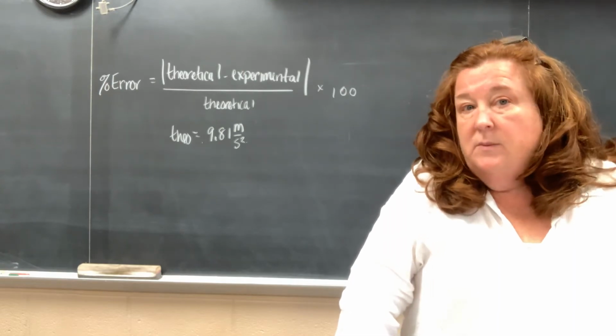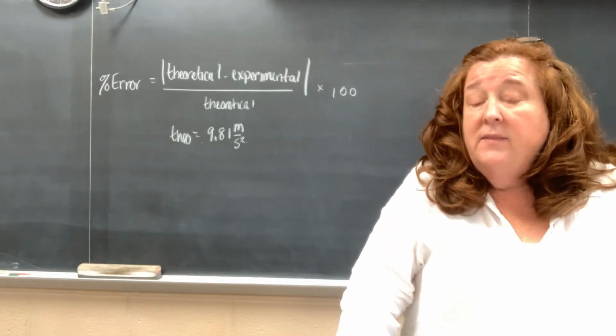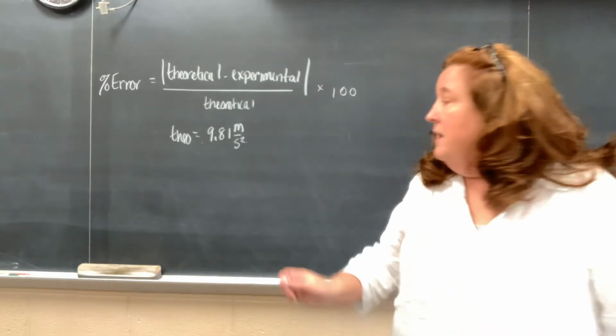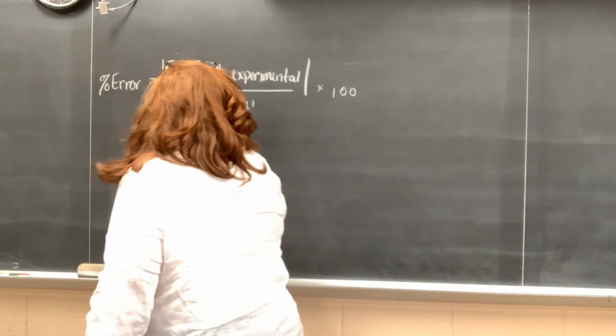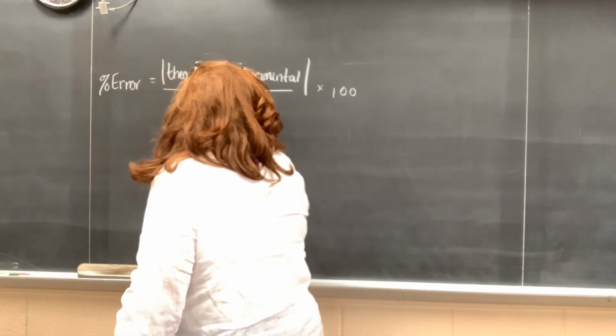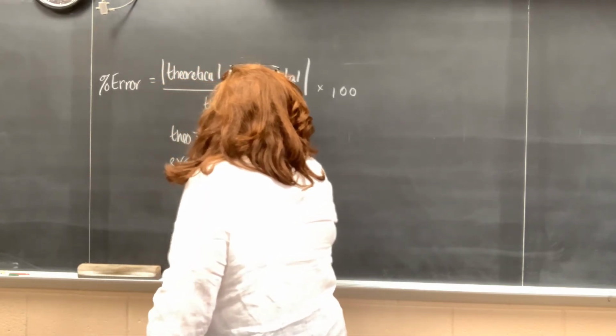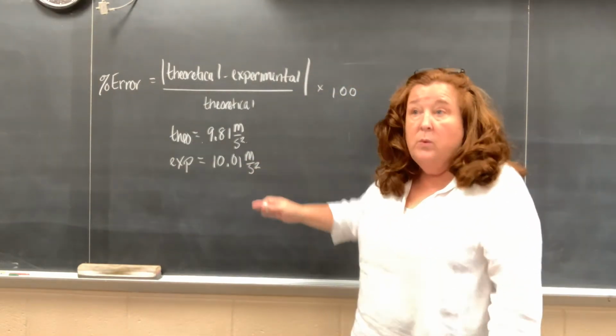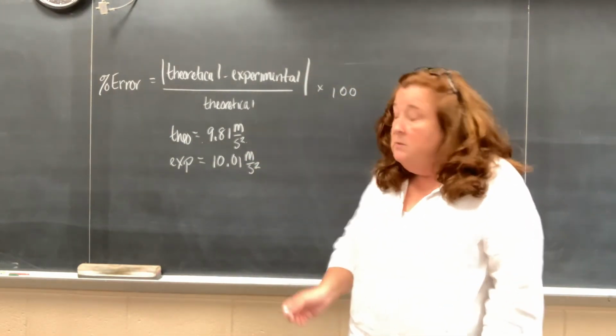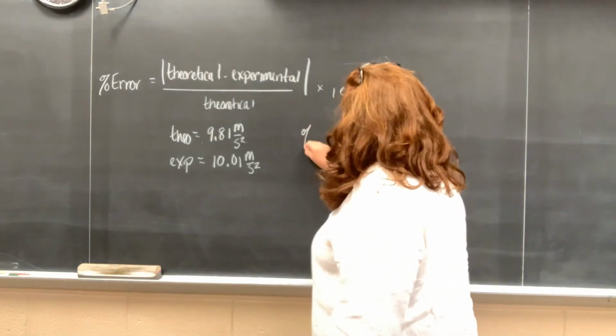Let's say that we do an experiment here in Beckley, West Virginia to find the acceleration due to gravity, and as our experimental value, we get 10.01 meters per second squared. This is the accepted value, this is what we got, and we want to see how close we are to what we were supposed to be. So we do a percent error.